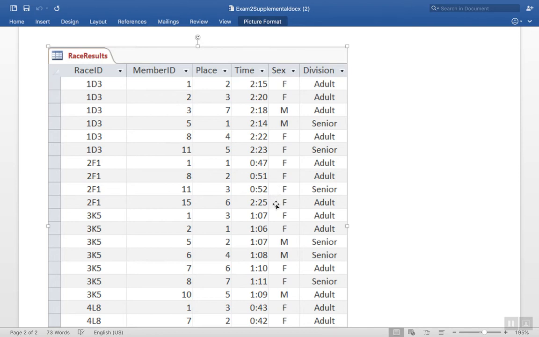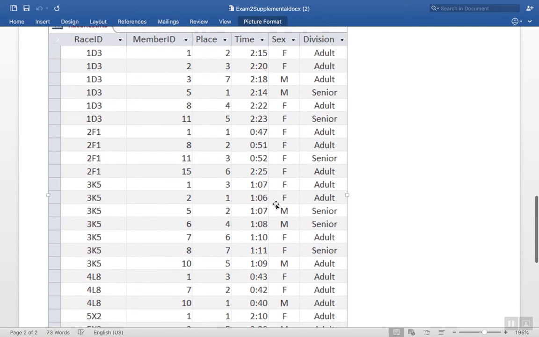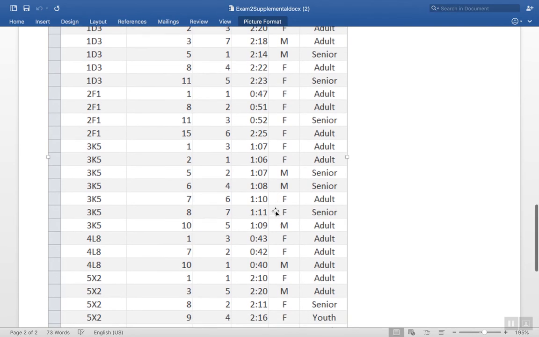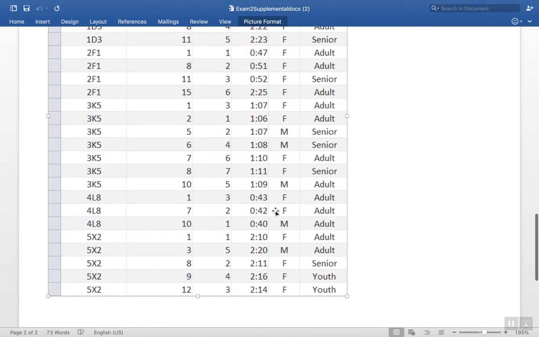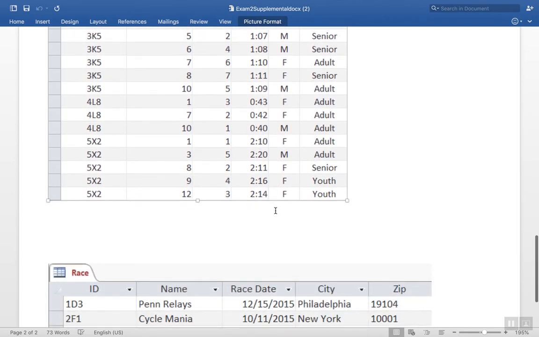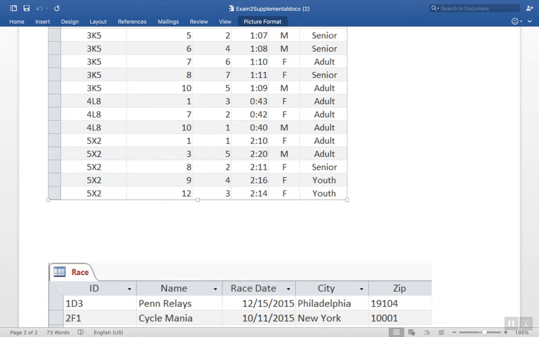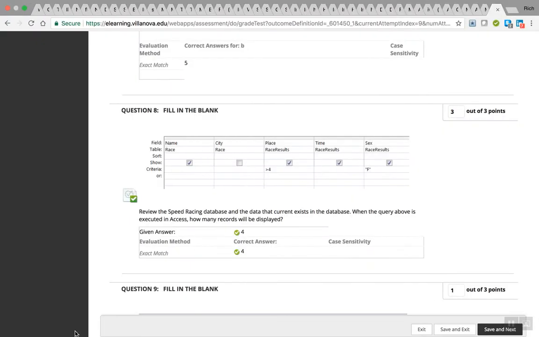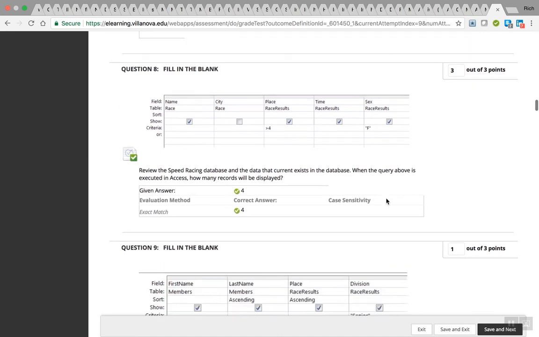There's 2. There's 3. There's 4. And that is it. So our results on that query would be 4. So the answer is 4 on this one. Anything is greater than 4 and female. So that's how you read that as an and.